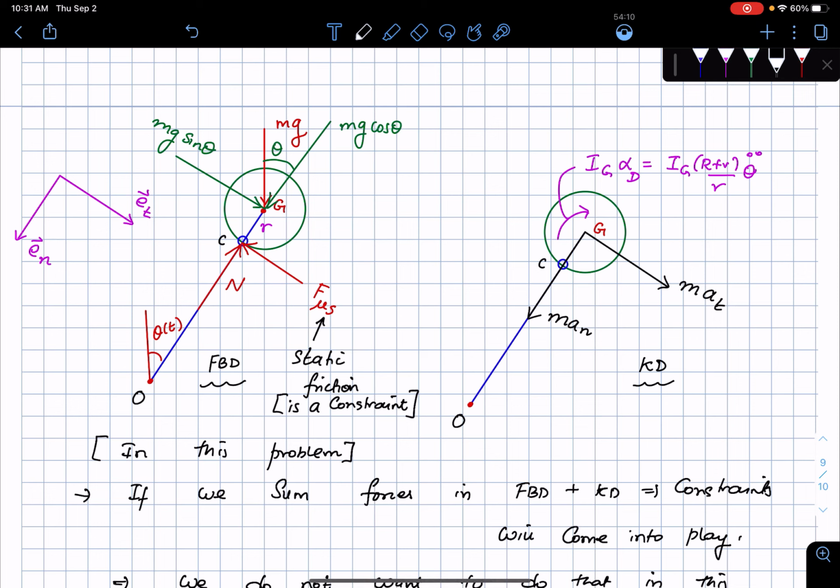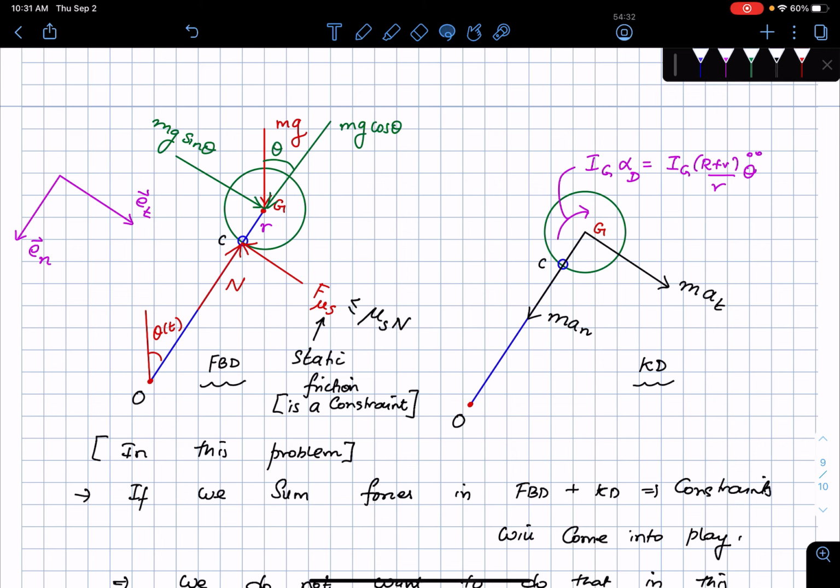Why is it a constraint? Because the static friction force will have a value less than or equal to the coefficient of static friction times the normal force. So this is an inequality. It's not an equality. So I have absolutely no idea what value of F at any given instant in time. All I need to know is it has to be less than mu s times N, which is the static friction coefficient times the normal force.